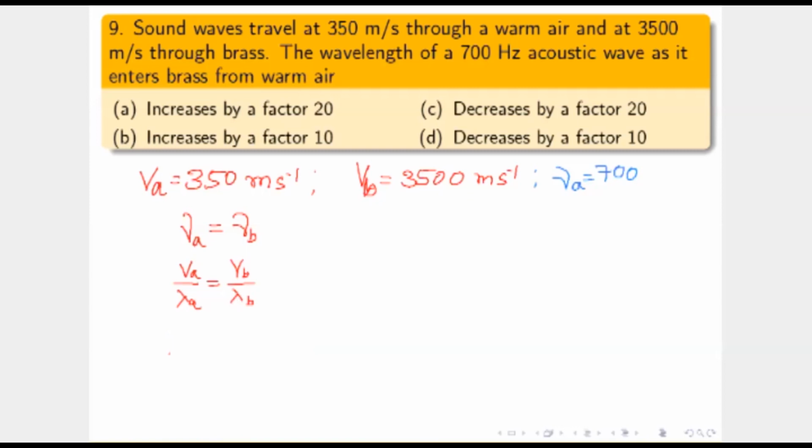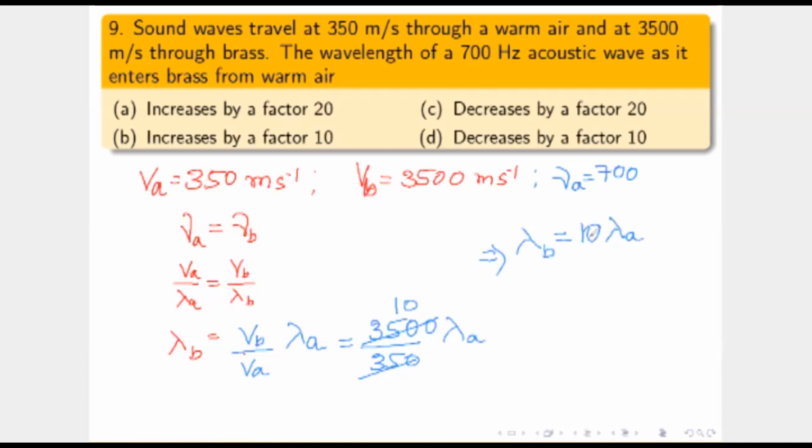So frequency remains constant. So lambda b is equal to Vb divided by Va, into wavelength in air. We don't know what the wavelength in air is, just given that it's an acoustic wave. So we can write Vb and Va. Vb is 3500 and Va is 350. So that is 10 into lambda a. This implies the wavelength in brass medium is equal to 10 times the wavelength in air medium. So wavelength increases by a factor of 10.